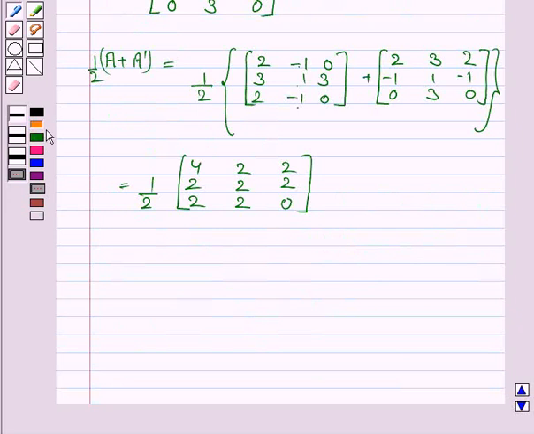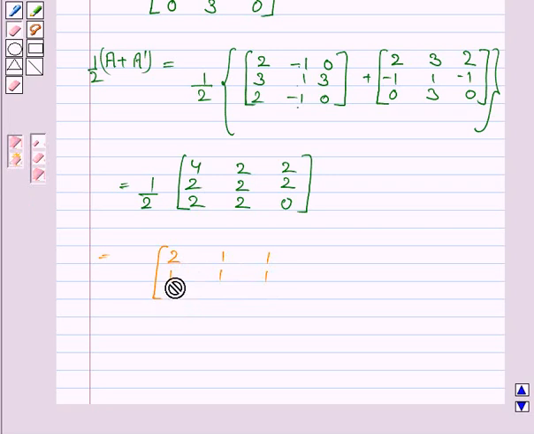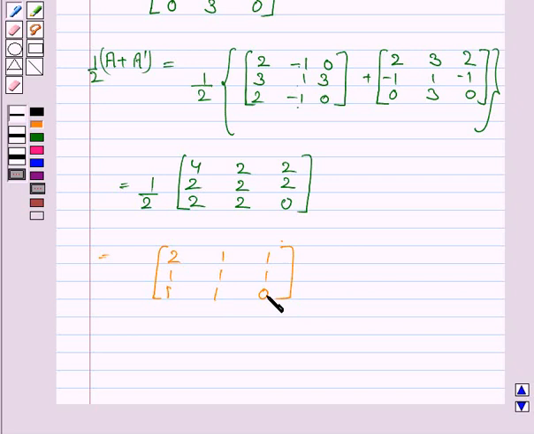So this is equal to, dividing each entry by 2, we have [2, 1, 1; 1, 1, 1; 1, 1, 0]. So this is the symmetric matrix of A. Symmetric matrix is the matrix where the transpose of the matrix is equal to the matrix itself. So this is a symmetric matrix.